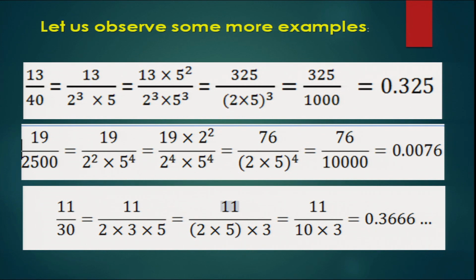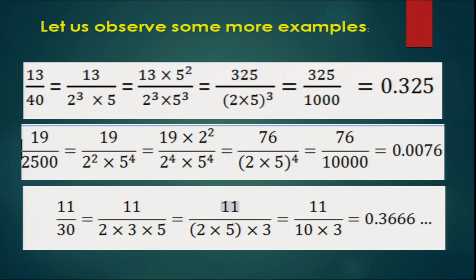So 2500 in the denominator can be split as 2 to the power 2 into 5 to the power 4. Both factors 2 and 5 are there, but they do not have the same power. In order to make their powers the same, I multiply 2 to the power 2 in the denominator as well as in the numerator. So the numerator is 76 and the denominator becomes 2 to the power 4 into 5 to the power 4. Then 76 by 2 into 5 whole to the power 4 becomes 76 by 10,000, and finally it becomes 0.0076.